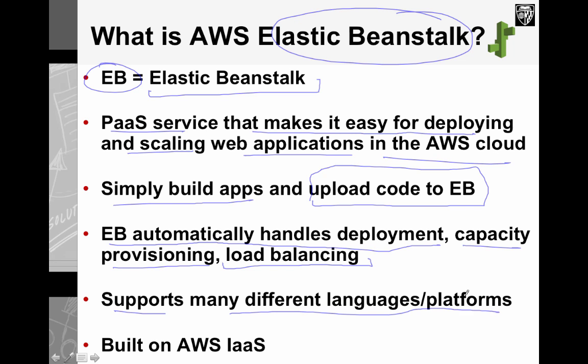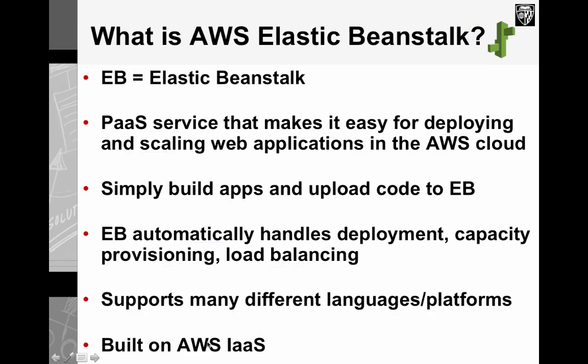We saw how there are different solutions that are out there, different platforms that are out there, and Elastic Beanstalk supports many of them. One of the cool things about Elastic Beanstalk is that it's actually built on top of AWS IaaS. So it's built on the EC2 platform, which is the Elastic Cloud Computing Platform. And so one of the cool things about Elastic Beanstalk is that you actually have the option to go under the hood and look at the actual instances.